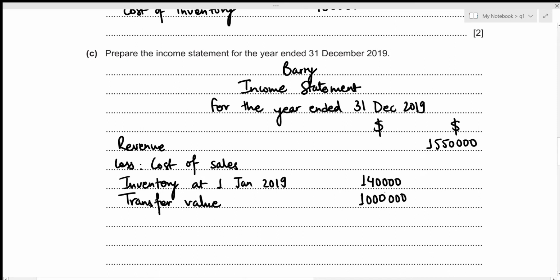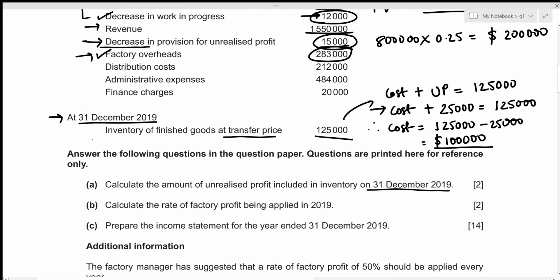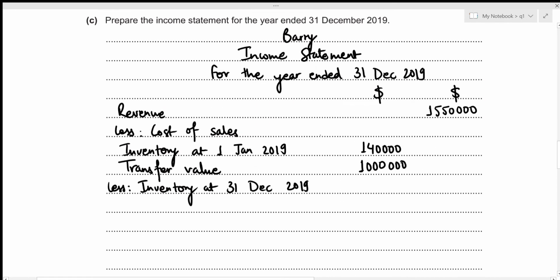All right, then the next step would be to subtract the closing inventory. So that's less inventory at 31st December 2019. And again, like I said before, since we are talking about a manufacturing business, these inventories should be valued at a transfer price. Let's have a look above. We can see that the inventory of finished goods at transfer price is given right here at the date of 31st December 2019, and this amounted to 125,000. So let's substitute this value into our income statement. That is 125,000, and we need to subtract it, so I'm just going to put it in bracket.